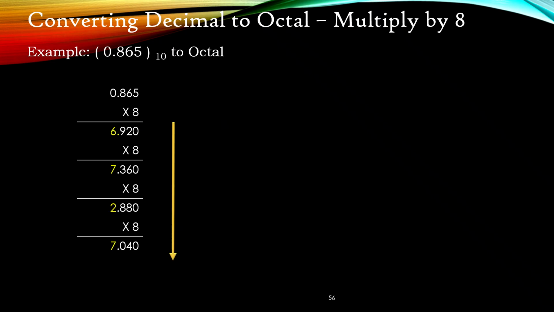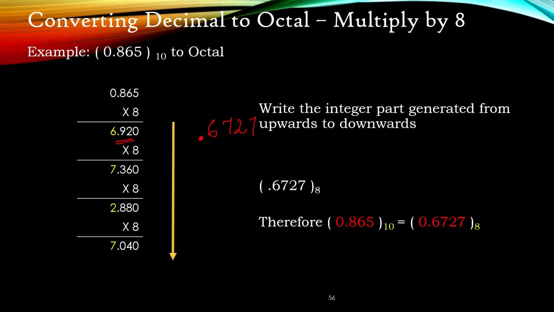So we have to take the integer parts of these products from top to bottom. Let me take them: 6, 7, 2, and 7. As it is a decimal part, I have to put a dot over there. So now 0.865, the decimal number, is equivalent to 0.6727.